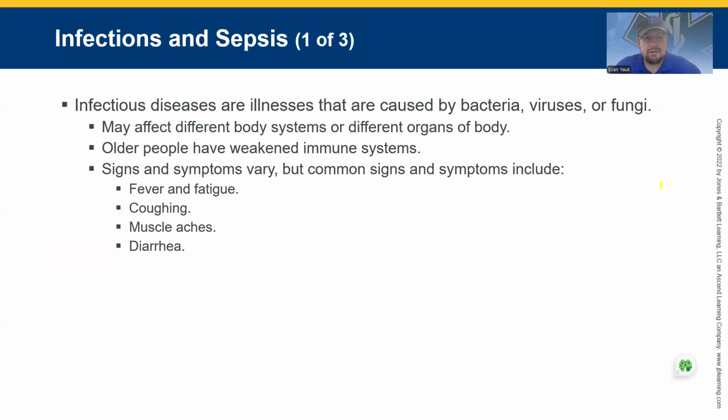Infections and sepsis. Infectious diseases are illnesses that are caused by bacteria, viruses, and fungi, and may affect different body systems or different organs of the body. Older people have weakened immune systems. Signs and symptoms vary, but common ones include fever and fatigue, coughing, muscle aches, diarrhea. I'm going to jump ahead and say if we've got some of that, we probably have some dehydration. So once again, we treat signs and symptoms and we follow our assessment.